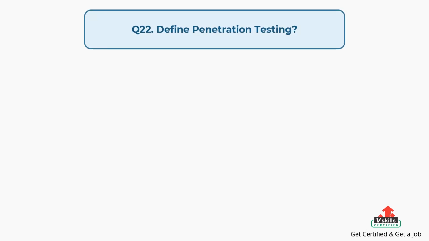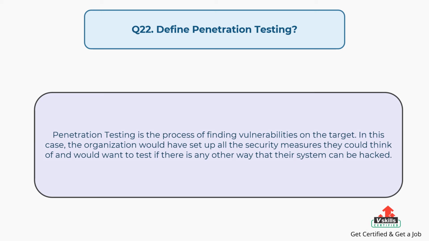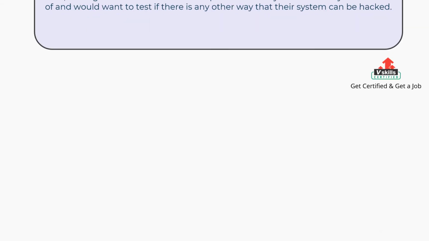Question number 22. Define penetration testing? The answer is: penetration testing is the process of finding vulnerabilities on the target. In this case, the organization would have set up all the security measures they could think of and would want to test if there is any other way that their system can be hacked.